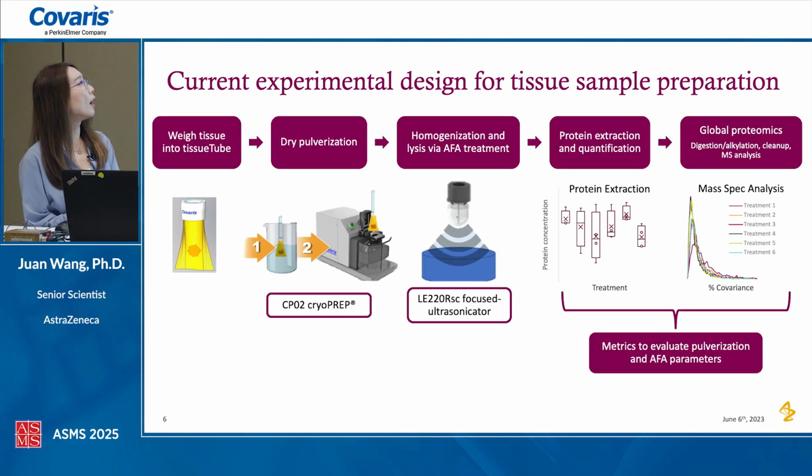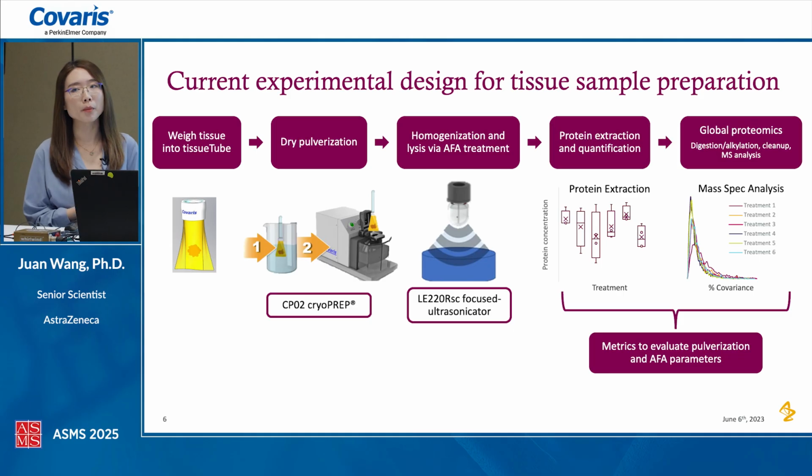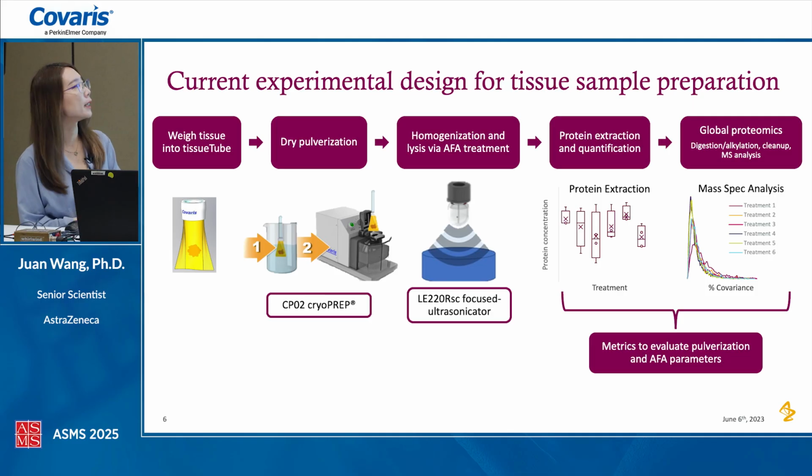So this is our current experimental design for the tissue sample preparation. We basically just weigh the tissue in this tissue bag, and we do the dry pulverization with the cryoprep and do homogenization by the AFA treatment. Then after the protein has been extracted, we do some quantification to measure the protein concentration, and then we do the sample preparation for global proteomics. Based on these two metrics, we evaluate pulverization and AFA parameters.